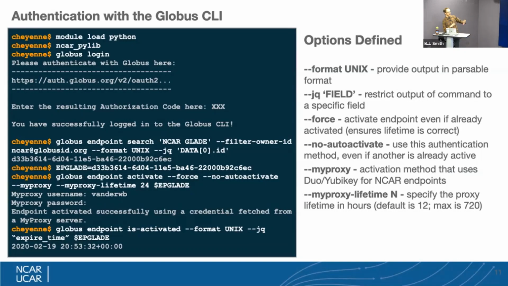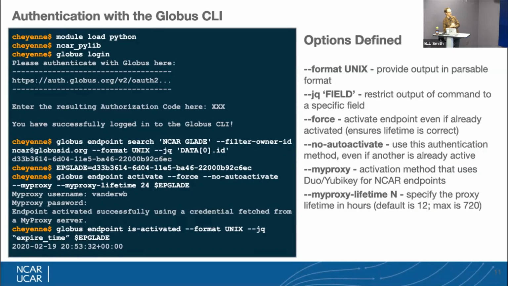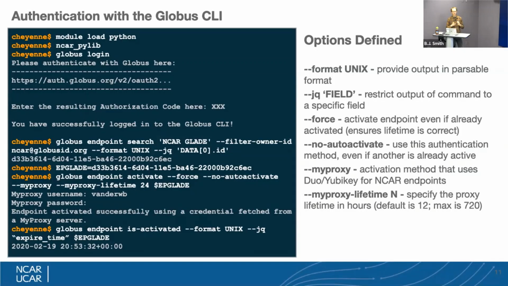So I don't want to really deal with that. What I do is I just store that endpoint ID into an environment variable. Here I'm a bash user, so I'm doing EP_GLADE equals and then that string. If I was a C shell user, I could do set EP_GLADE equals, but same idea. And now that I have that environment variable set, I can use that in all my further Globus commands, which is what I do next. So then I want to activate the endpoint. This is the same thing that we did in the web interface. So we logged into the service, and then we found the endpoint, and then we logged into the endpoint.